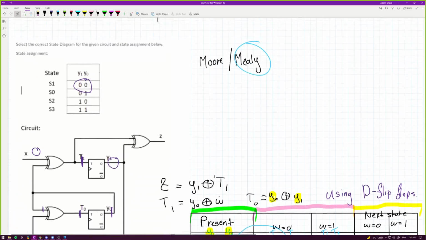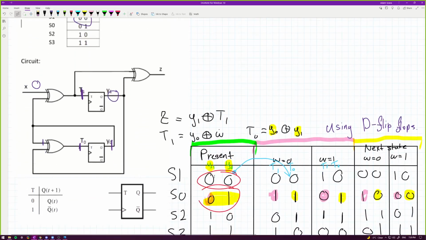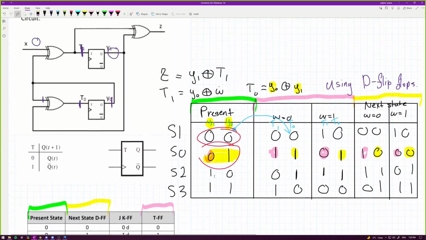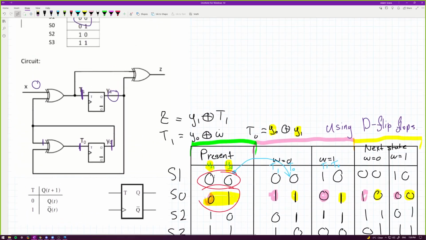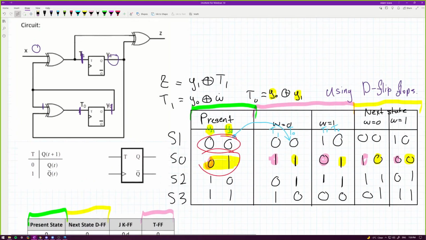Let me try to recap to the best of my ability here. So what we did, essentially, you made the state diagram, the arrows part, TFFR. Yes, for the arrows, I did that, that's correct.